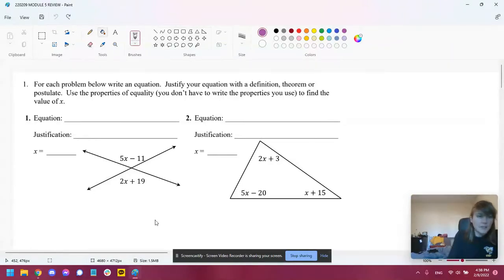Okay, let's go. For each problem below, write an equation. Justify your equation with a definition, a theorem, or a postulate. Use the properties of equality. You don't have to write the properties you use to find the value of x. When it says use the properties of equality, it just means do a bunch of algebra.